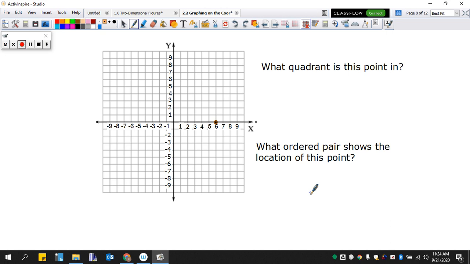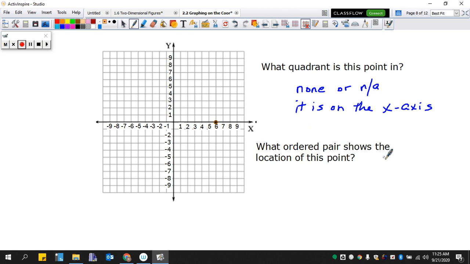What quadrant is this point in? Well, you notice here, this point right here is right on the x-axis. So what you would put down is either none or not applicable, n/a, or you could even say it is on the x-axis. All right. Any of those answers are correct answers.